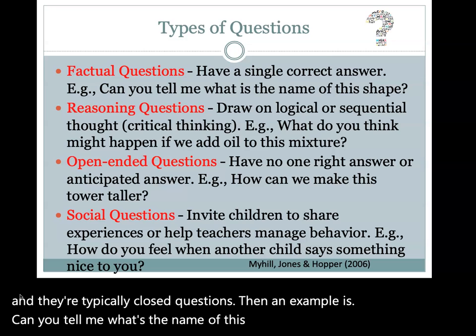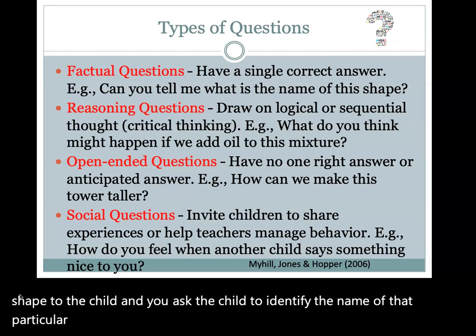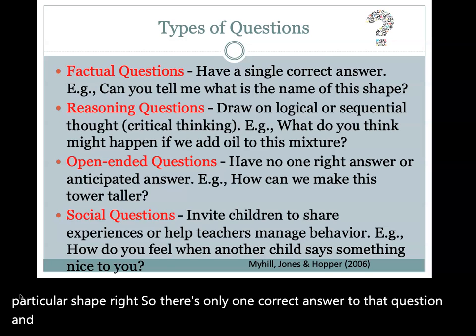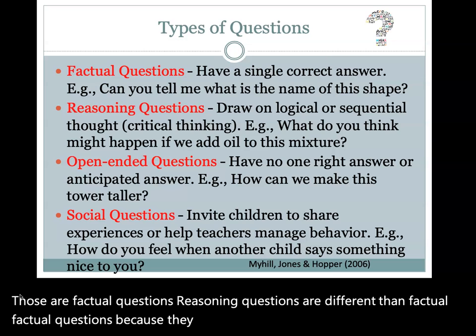So you show a geometrical shape to the child, and you ask the child to identify the name of that particular shape, right? So there's only one correct answer to that question, and the child will either get it right or get it wrong. Those are factual questions.